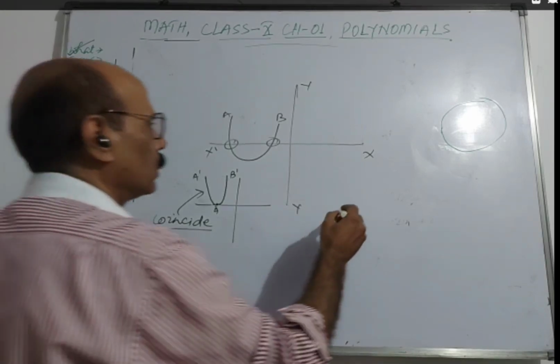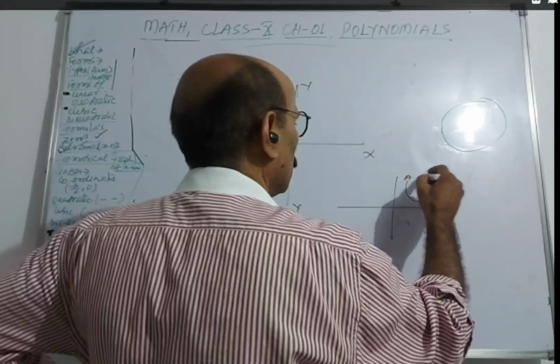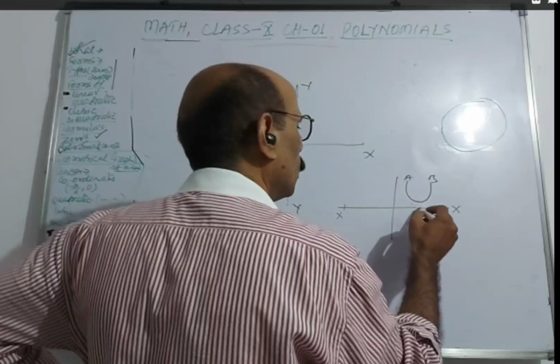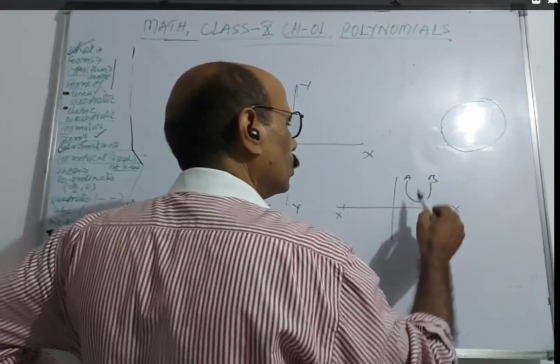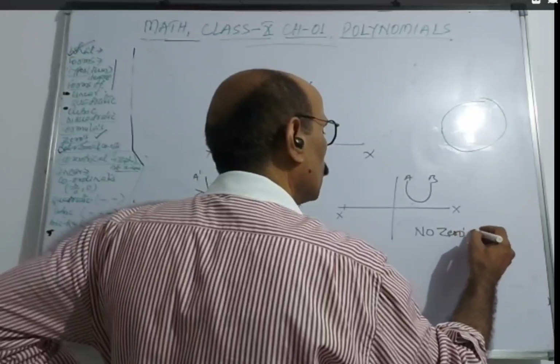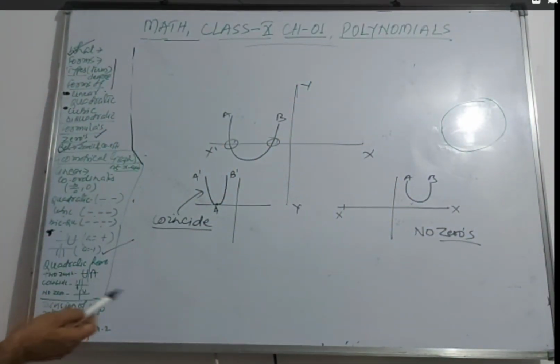Suppose the graph is like this, here AB, here the x-axis, and this graph is not touching. No zero. If not touching, that means no zero, which means no answer for the variable. That also you know. Okay? In lower classes, we already discussed these things. Okay.